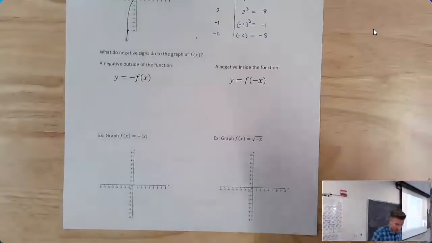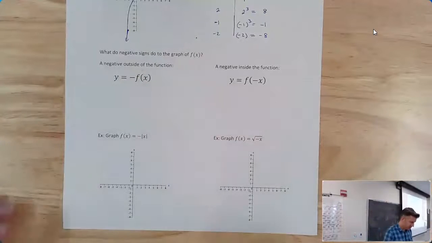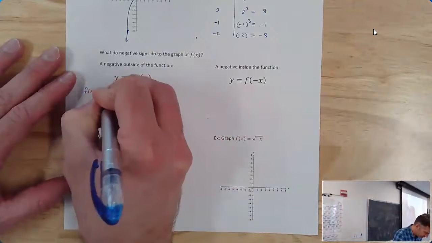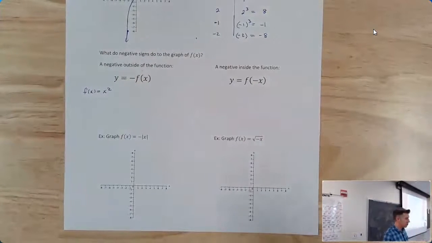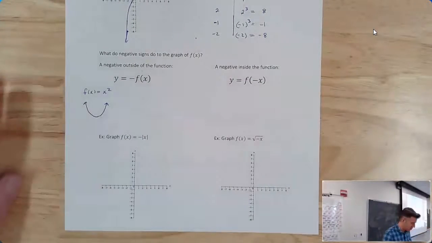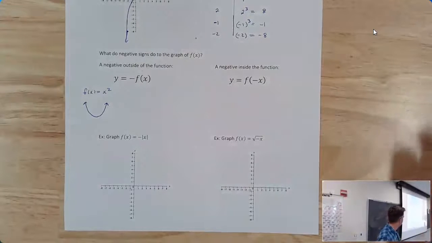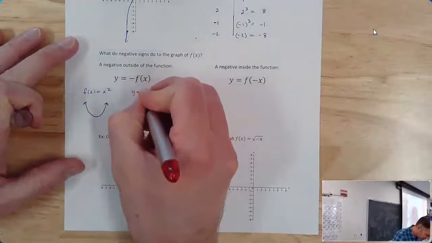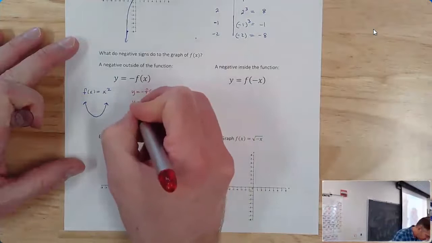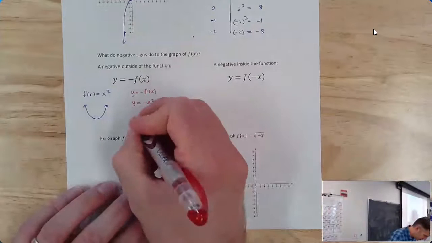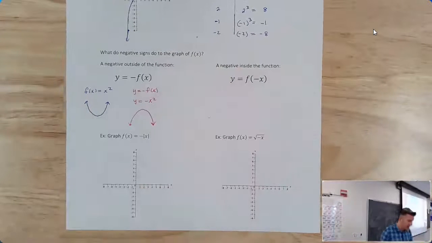So let's look at a brief example here. My favorite example of this is if your original function was f of x equal to x squared, which is everyone's favorite upward opening parabola. It just looks like this. I'm not even going to draw an xy coordinate system. There's your f of x equal to x squared. Then y equal to negative f of x would be y equal to negative x squared, which is a downward opening parabola. So the idea there is that negative on the outside is just flipping it over vertically.